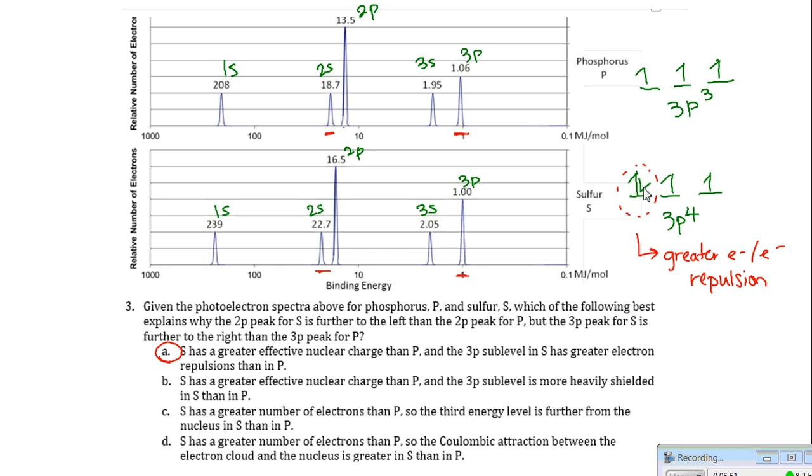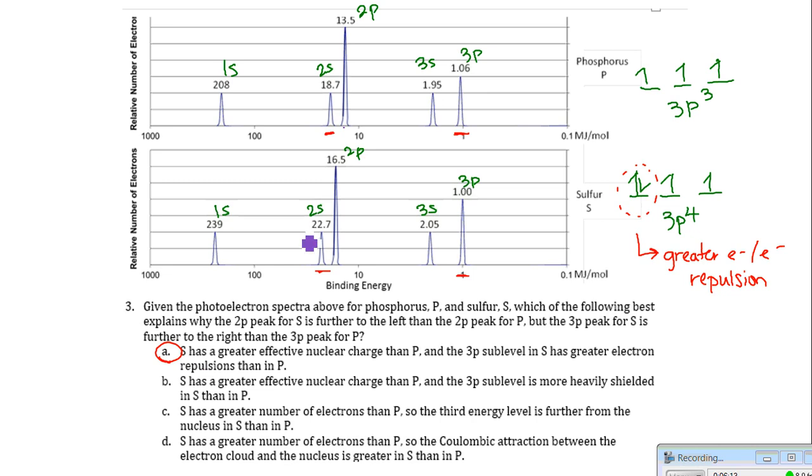So since the binding energy for this electron is not as great, the peak for 3p for sulfur will not have as high of a binding energy as the 3p peak for phosphorus, okay? So the answer here is A. Sulfur has a greater effective nuclear charge than phosphorus. Yes, it does. It's got more protons.